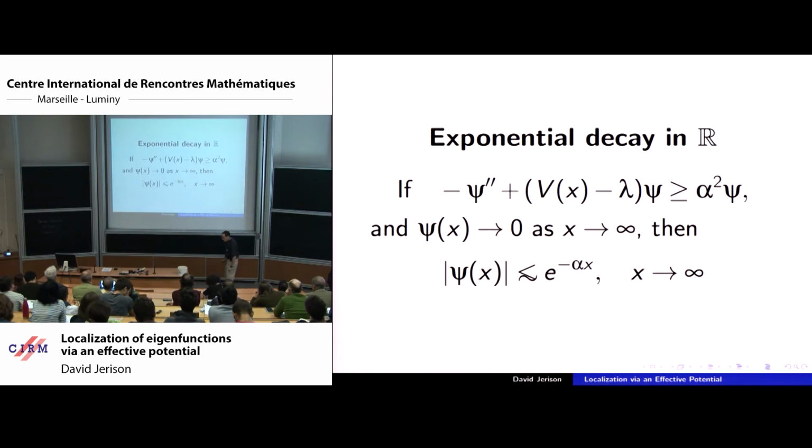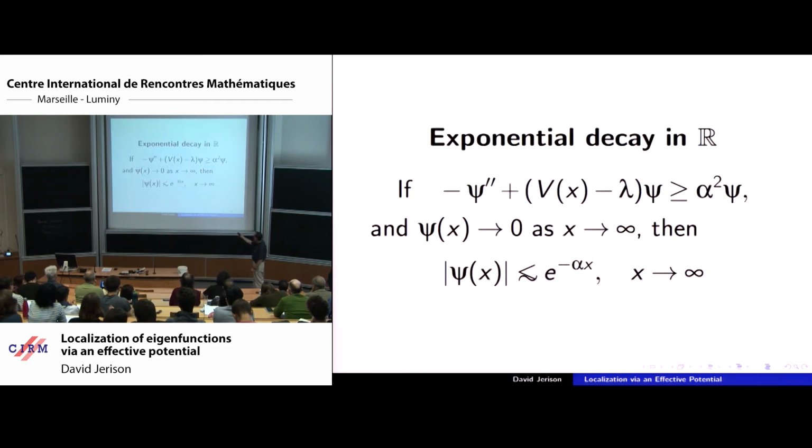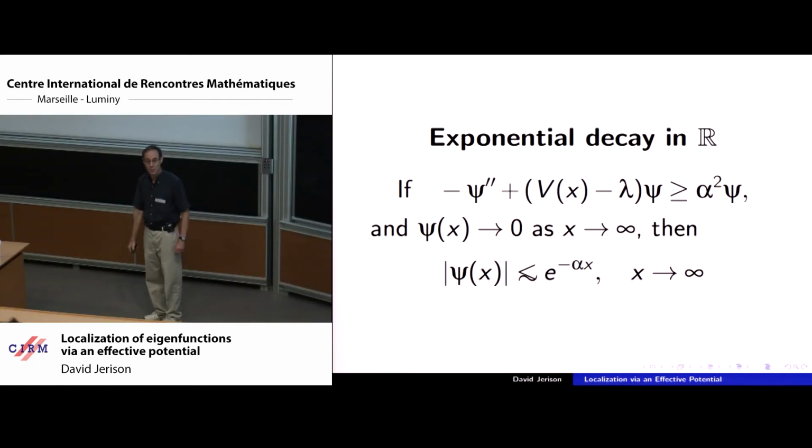So let me remind you of something trivial from ODEs. If you have a supersolution to an ODE here, and you know it tends to 0, say going to the right, going to infinity, then it has this exponential decay. Why? Because you compare it to the solution where this is equal to alpha squared psi, in which case it's exactly e to the minus alpha x. We eliminate e to the plus alpha x because of this decay property at infinity. There are two solutions, and only one of them is picked out.